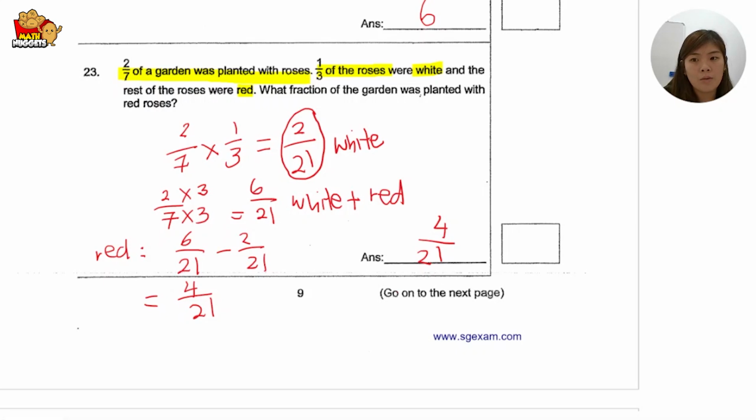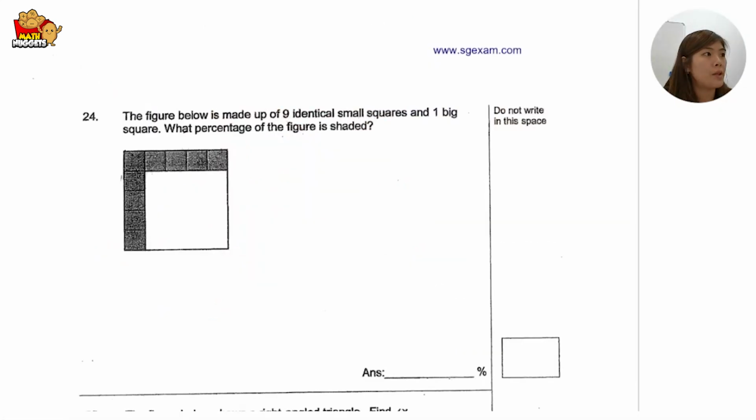Okay, moving on. The figure below is made up of 9 identical small squares and 1 big square. What percentage of the figure is shaded? The keyword here is square. All of them are squares, and for squares, all of them have the same length, same breadth all the way.